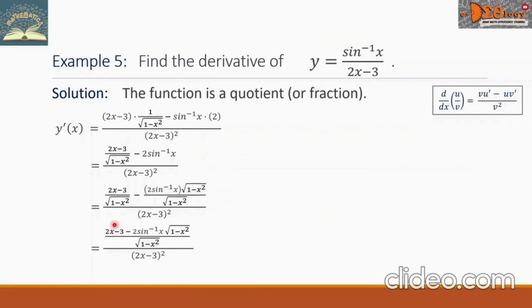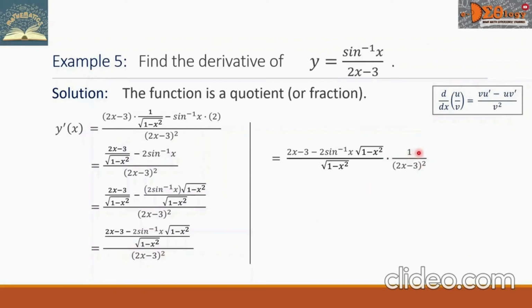So we have 2x minus 3 minus 2 sine inverse x times the square root of 1 minus x squared all over the square root of 1 minus x squared all over the square of the quantity 2x minus 3. At this point, we can simplify this complex fraction into like this, meaning this numerator as a fraction we copy as is, multiplied by this denominator that we flipped upside down.